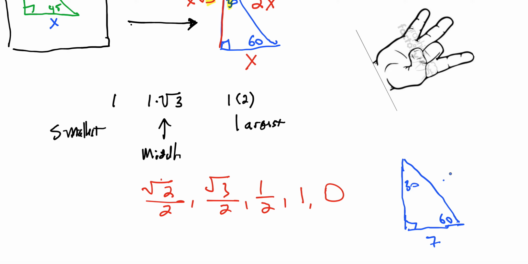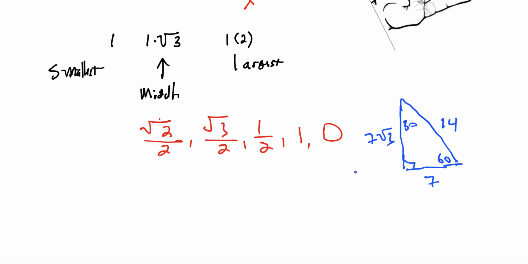2 times 7, 14. What would this be right here? 7 root 3. All right. Now let's reverse the process. So let's say we're given that that's 7 root 3.